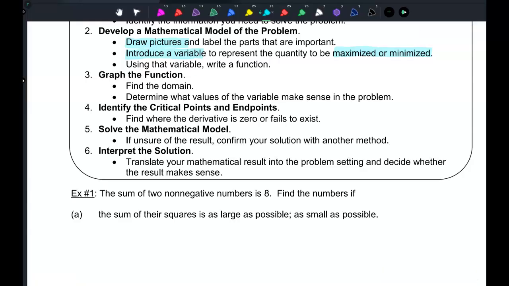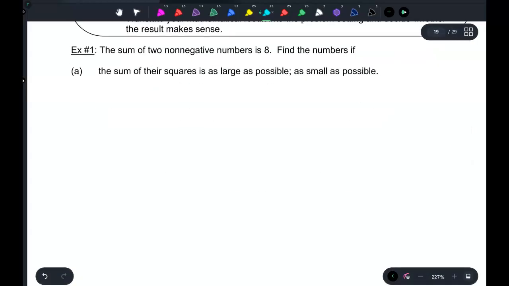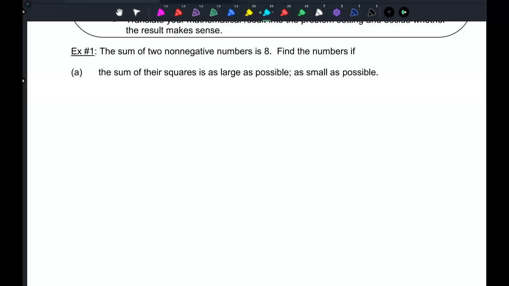So we're going to have to pay attention to domain. Okay? So this is what Lily was just saying. Critical points, we have endpoints, and then we just want to confirm the result and make sure our answer makes sense. Okay? All right. We're going to start off.